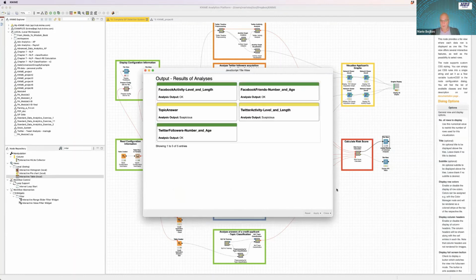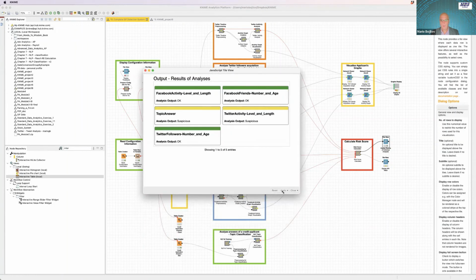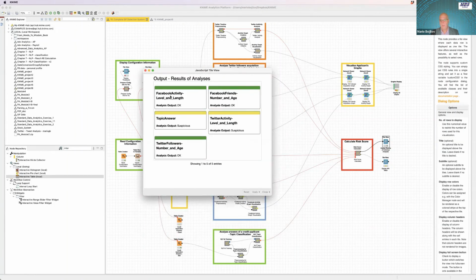It just did 5 different analytics types. It analyzed Facebook activity, green, and Facebook friends, green, because synthetic identities cannot have activity which is too long or too big a number of friends. The topic answer looks suspicious because one of the questions, for this credit application, was how are you going to repay the loan? The system didn't like it based on previous experience. Twitter activity is not good, another yellow one, and then we have Twitter followers, which are good.